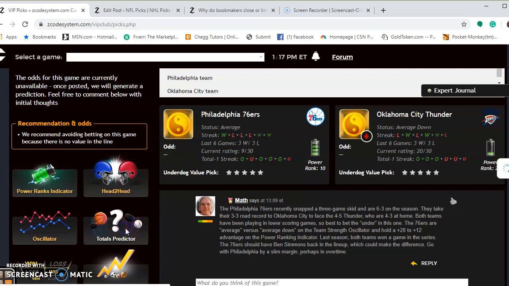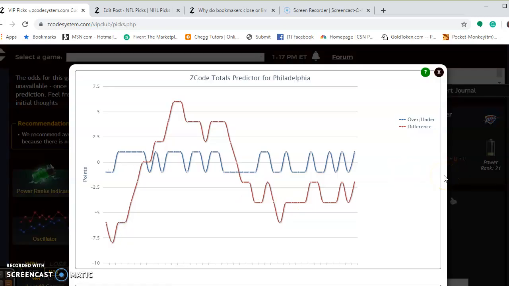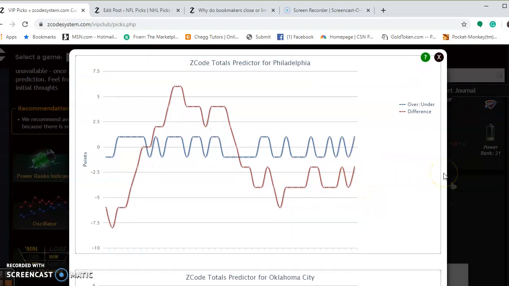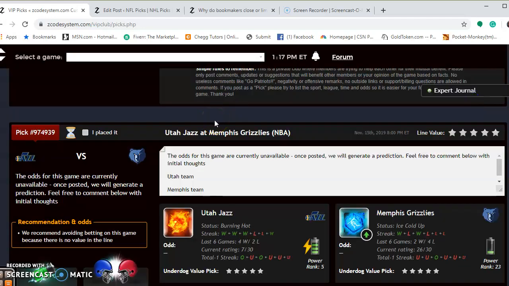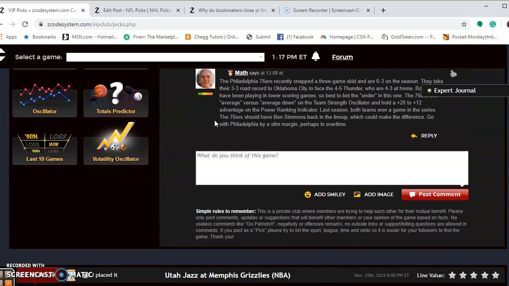Totals predictor, if you're considering the over and under, Philadelphia is playing in games trending under. You can see the red line compared to the blue line. Oklahoma City also trending under. So in this game, it's probably going to be more of a defensive battle. So go with the under in this one.